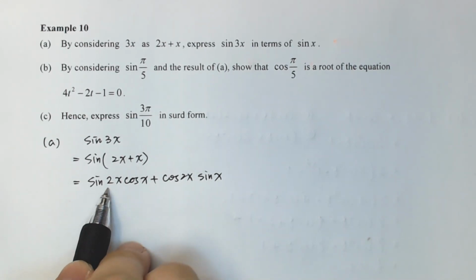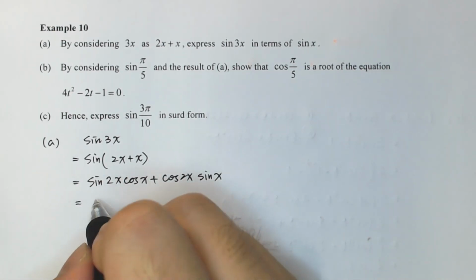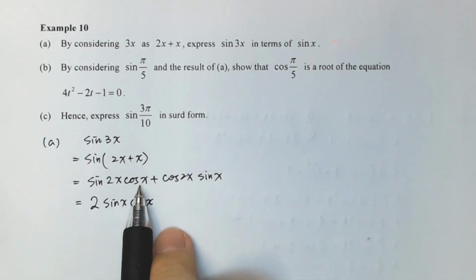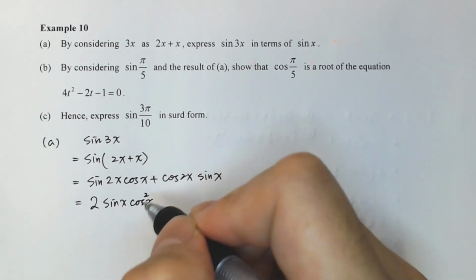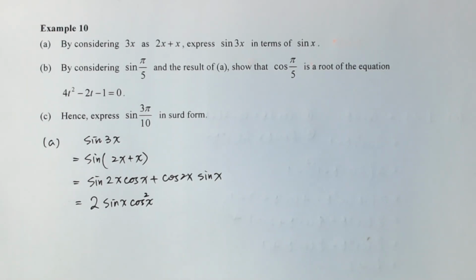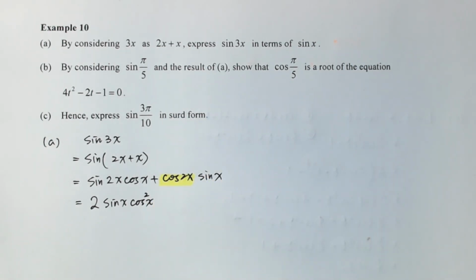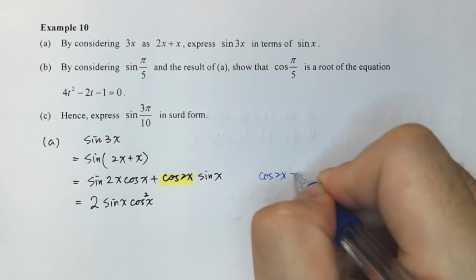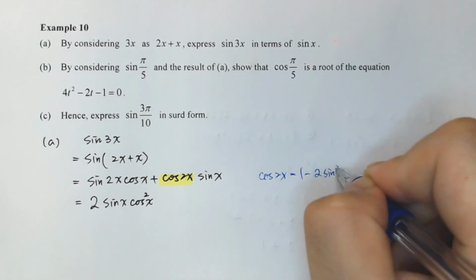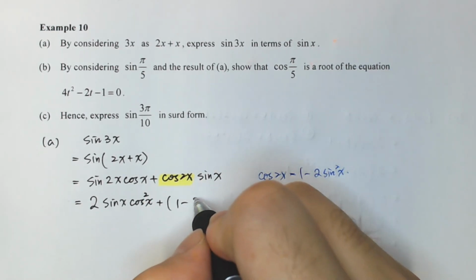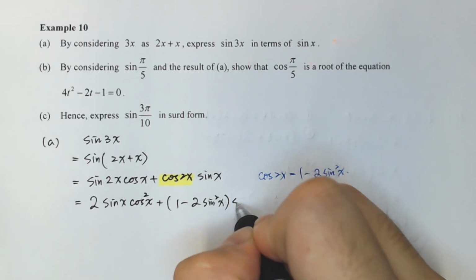And there's only one way to reduce sine 2x. So we have 2 sine x cosine x, and there's one more cosine x here, so I make it cosine squared x. And for cosine 2x, we have several ways to rewrite, right? Since the result is in terms of sine x, I would choose to write it in terms of sine x. So we recall this, and we have 1 minus 2 sine squared x, times sine x.